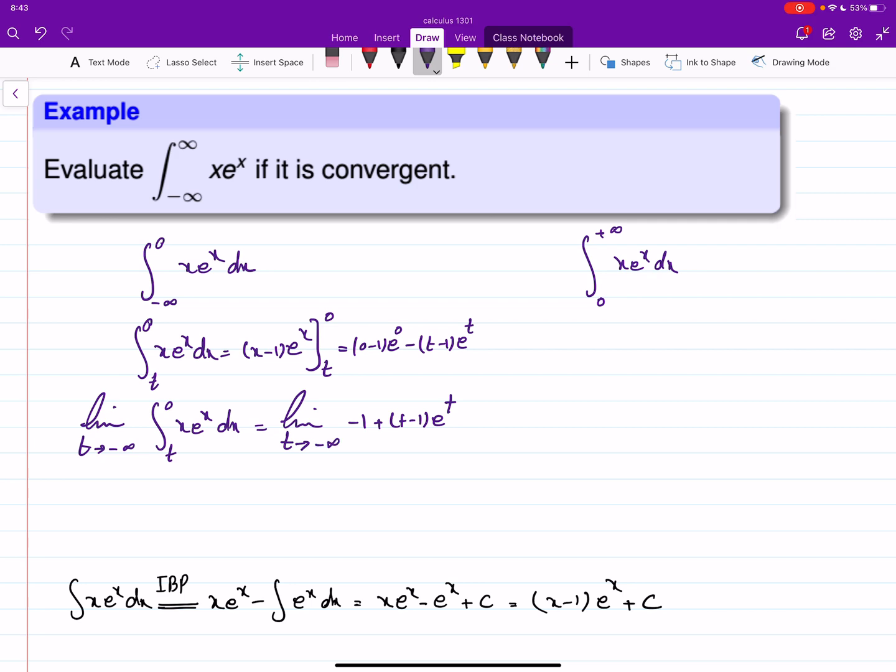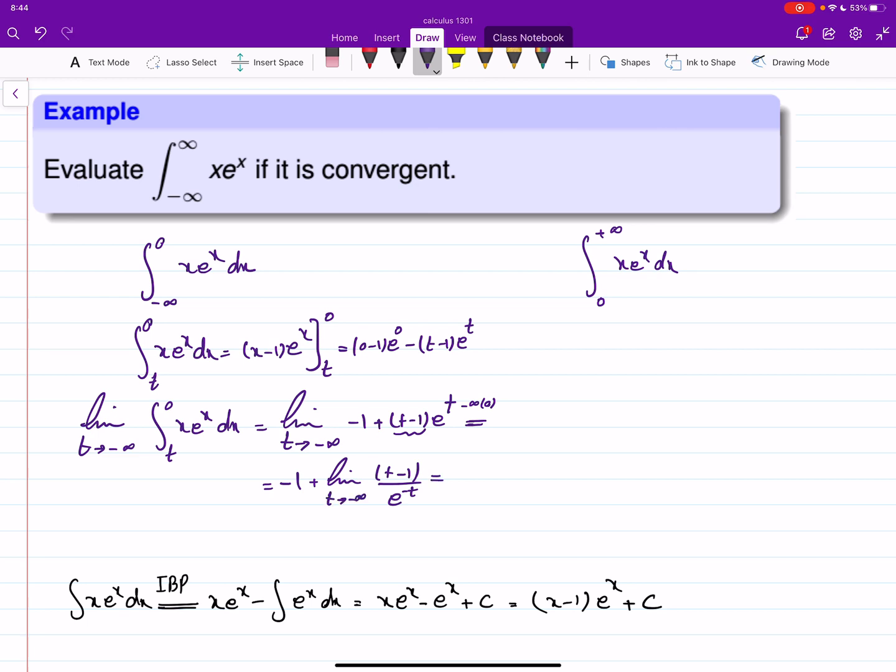And what we notice here is that this piece will be negative infinity, and e to the power negative infinity, remember the graph, e to the power t as t goes to negative infinity, that is 0. So infinity times 0. I have to deal with this situation. But I can do it by, by the way, the negative 1 is a constant there. Then I can do it like this, t minus 1, and write e to the power t as 1 over e to the power negative t, as t goes to negative infinity.